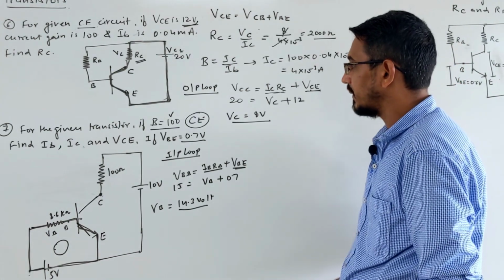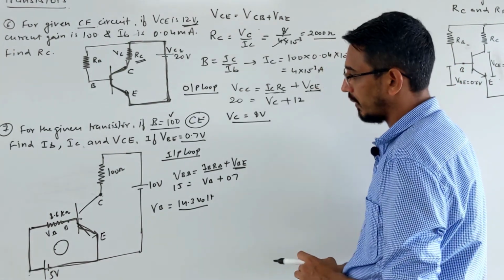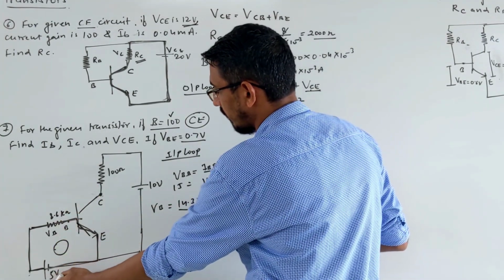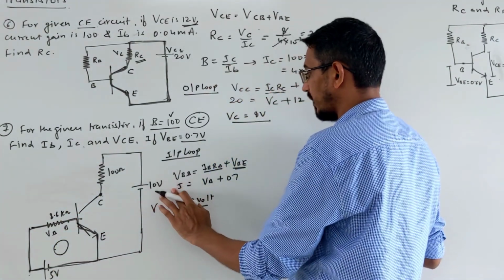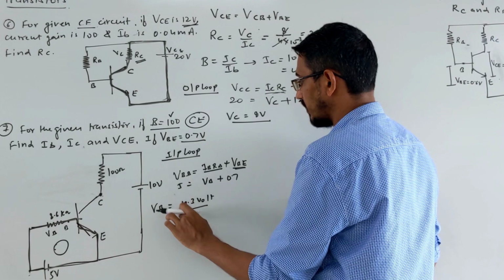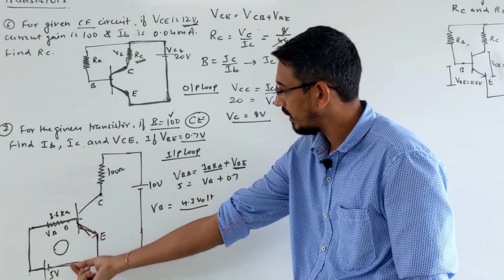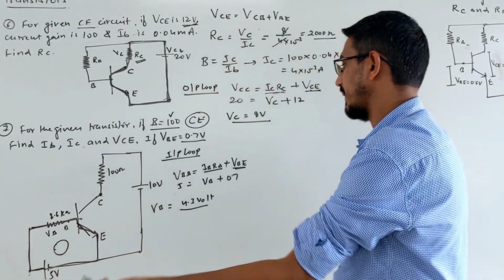Hope you are understanding. Okay, I think this is not 15, it's given as 5 volts, so put 5 volt only. So it becomes just 4.3 volt. I wrote 15, it's 5 volt given.